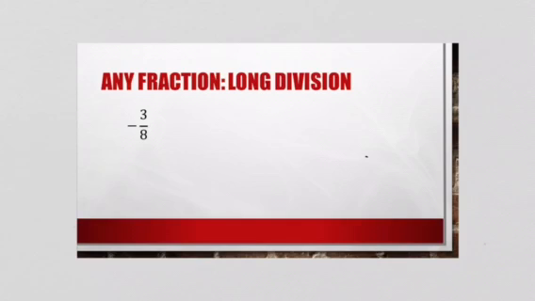Alright, what a lot of fun. So we look at this one and it's -3/8. So right now just ignore the negative and let's deal with the 3/8. That means 3 divided by 8. So we'll put the 8 on the outside and the 3 on the inside. 8 divides into 30 3 times. 8 times 3 is 24. Subtract. Bring down a 0.